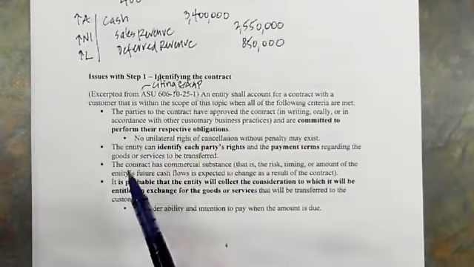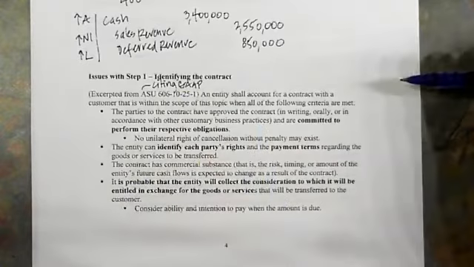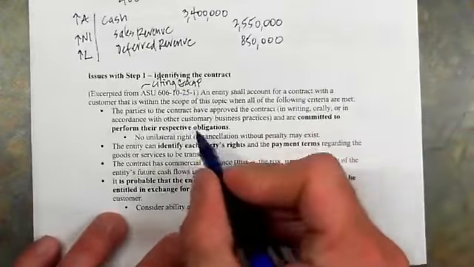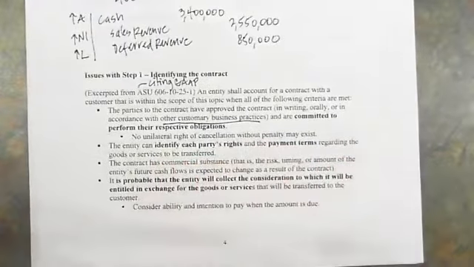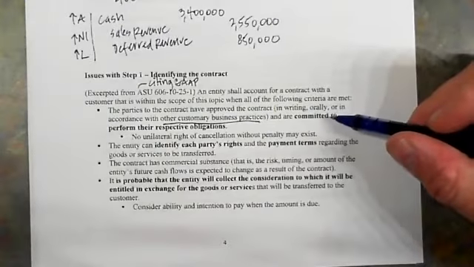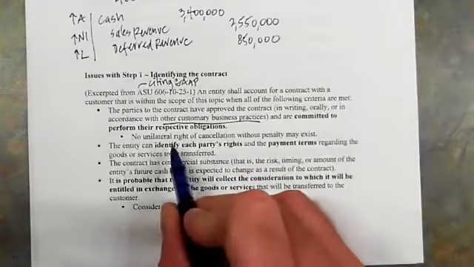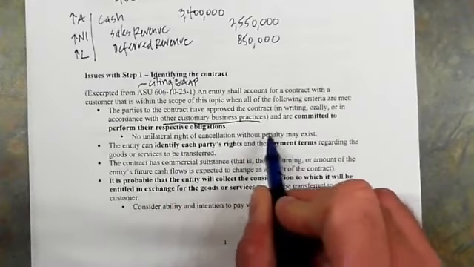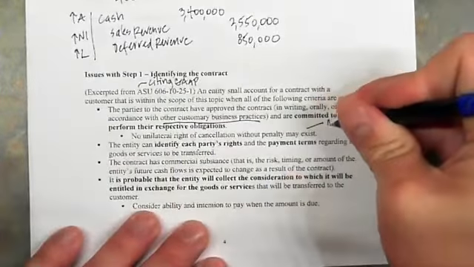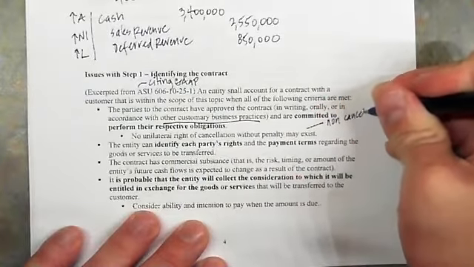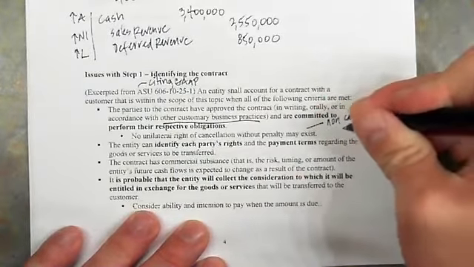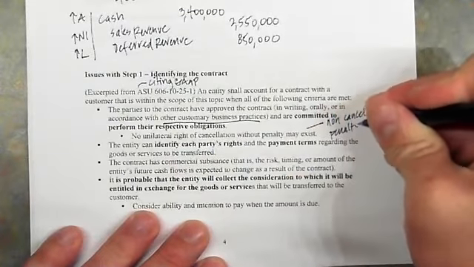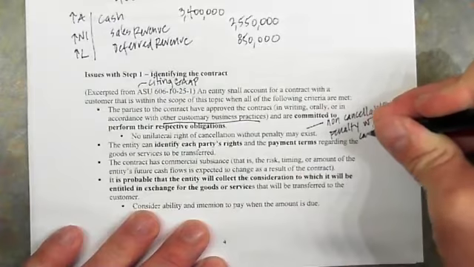Right. So the parties to the contract have approved the contract somehow, in writing, orally, or with their customary business practices. Of course, that's when you just, hey, we sell Happy Meals to people. This is our revenue recognition, and they are committed to perform their respective obligations. So that commitment implies that there will be no unilateral right of cancellation without penalty. So in order to recognize revenue, it either has to be non-cancelable or have a penalty with cancellation.